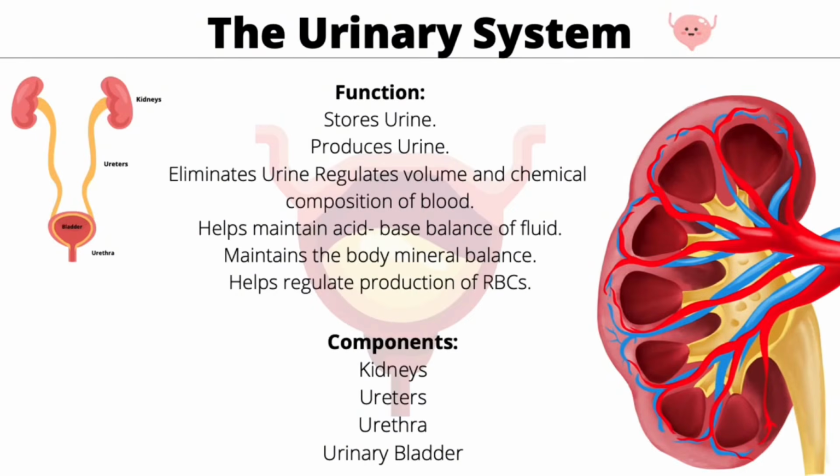The urinary system or the renal system. Its main function is that it stores, produces, and eliminates urine. It regulates volume and chemical composition of blood. It helps acid-base balance of fluid. It maintains the body's mineral balance, and it also helps regulate production of the red blood cells. The main components are the kidneys, the ureters, the urethra, and the urinary bladder.